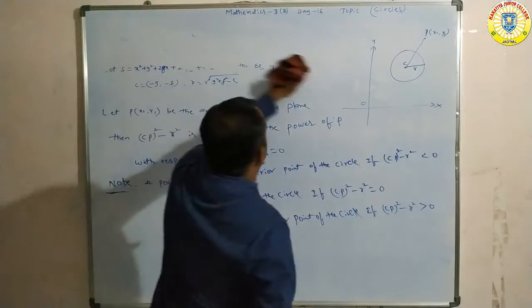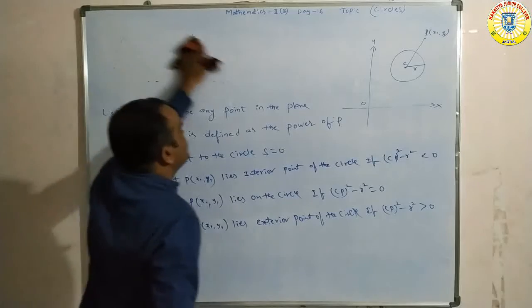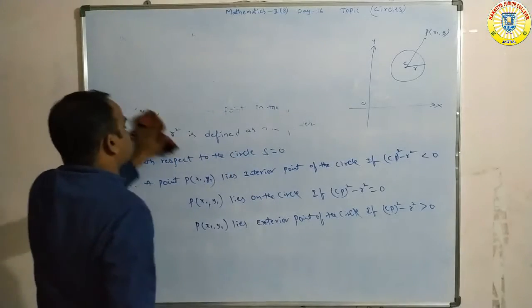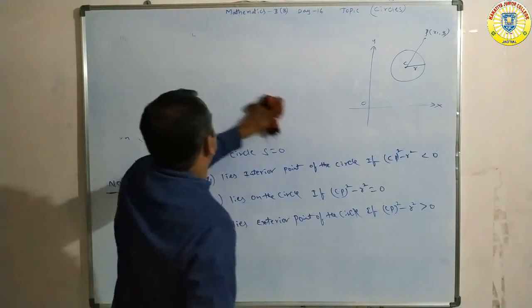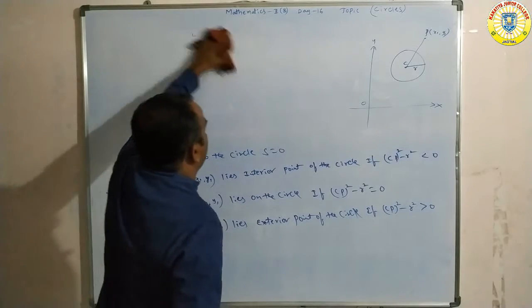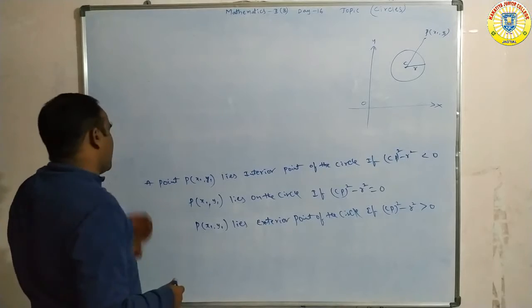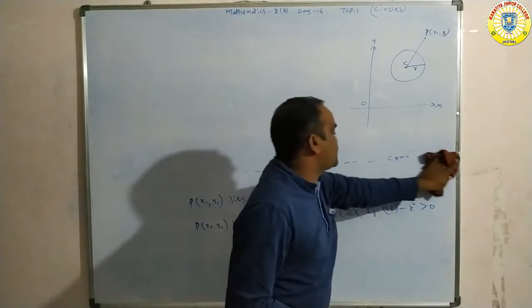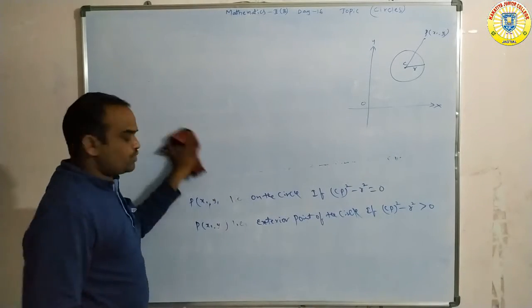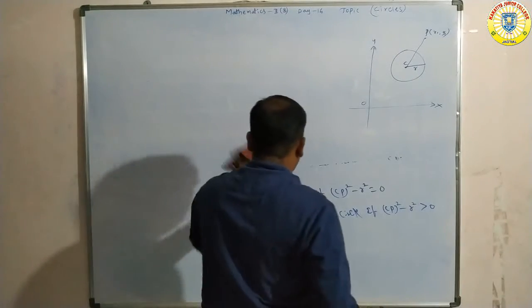We have one small theorem here. Power of a point means the value of Cp square minus r square is called the power of a point. Why are we using the power of a point? For finding the location of the point with respect to the circle.